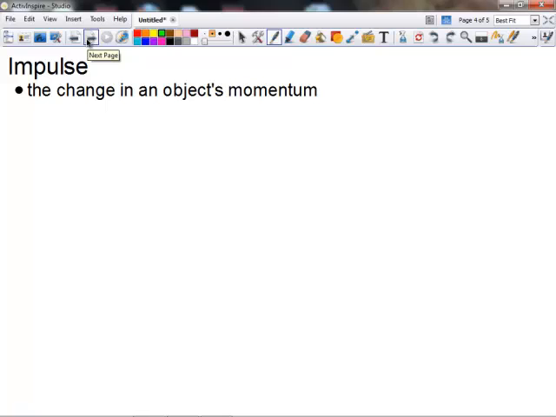Impulse is defined as the change in an object's momentum. So if we set this up, the letter we use to represent impulse is the letter J. Okay? And the reason we use J is because I is used for current, which we'll talk about later in the semester. But J is our unit we use for impulse, and that equals delta P. Okay? So change in momentum. We know the delta means, of course, final minus initial.